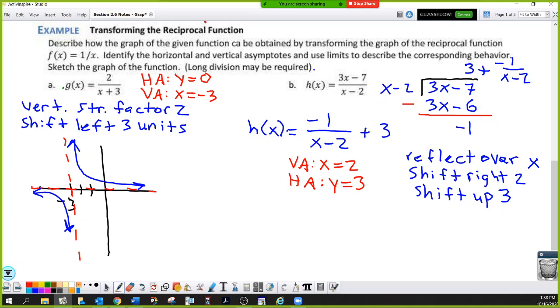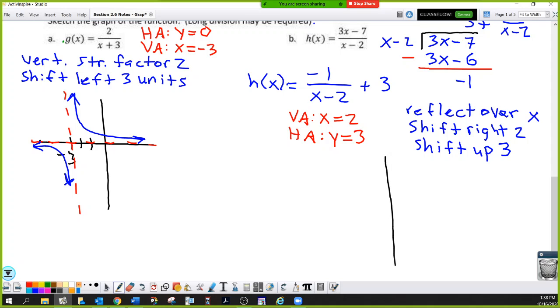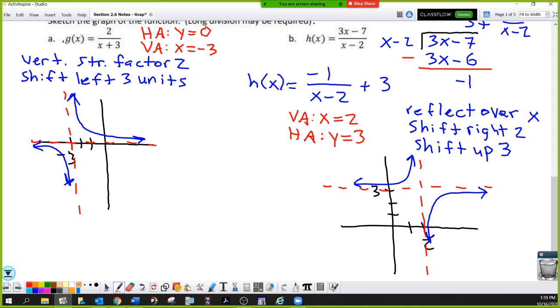See where I can fit this graph. Yeah, I got space right there. Cool. 2 and 3. And like I said, not top right, bottom left because of the reflection, the other way. There you go. That's good enough. Not bad, right? Not scary at all.